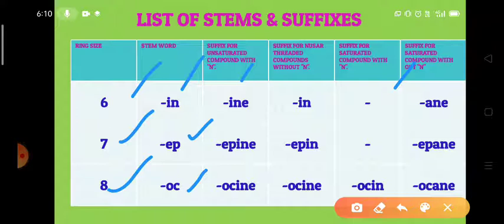For example, if the compound is an 8-membered heterocyclic ring and it is unsaturated and contains nitrogen, we use ocine. And for the compounds without nitrogen also, we use the same word, oc plus ine, ocine. And if it is a saturated compound and contains a nitrogen atom, we use the word ocane. And if it is a saturated compound without a nitrogen atom, we call it ocane. So this is the table we have to follow while giving the systematic nomenclature for the heterocyclic compounds.